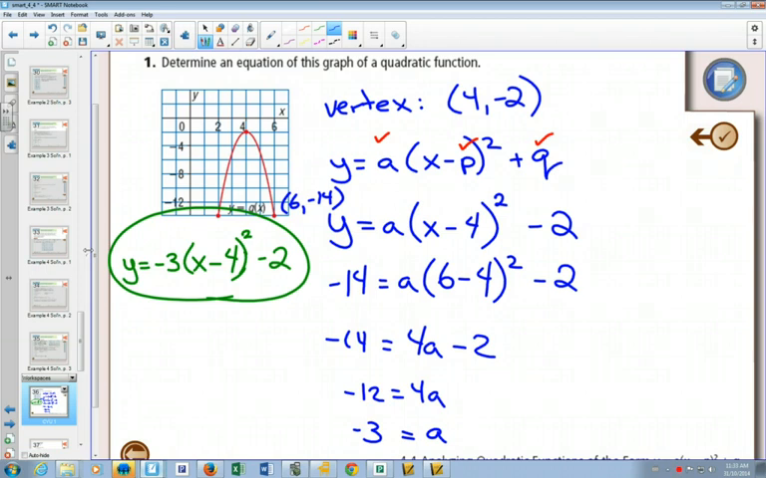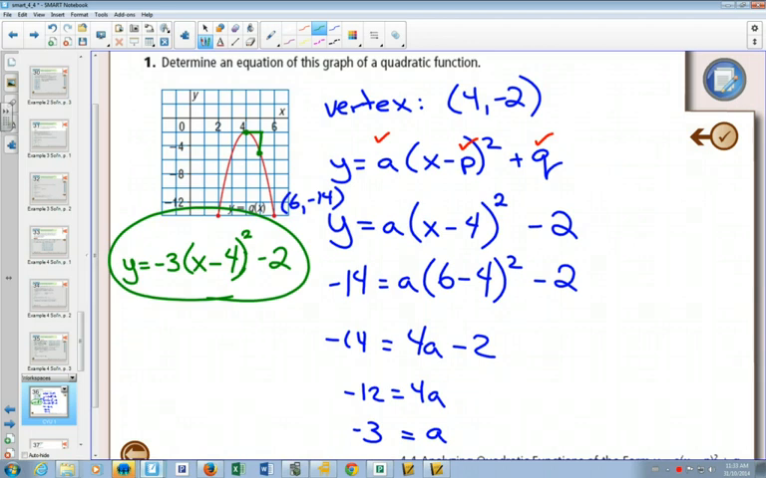Equation there. Another way to find the A value is you could ask yourself, if I went over 1, how much do I go down until I hit the graph again? Can you see that it appears to go down 3?